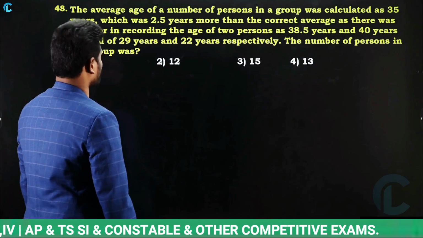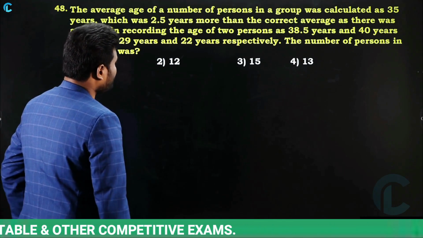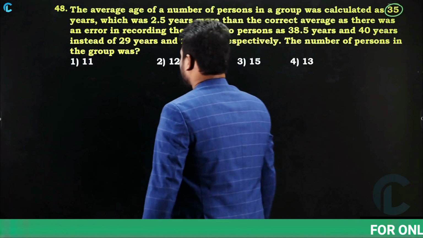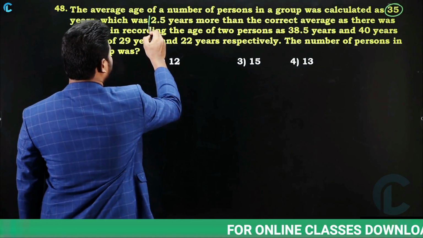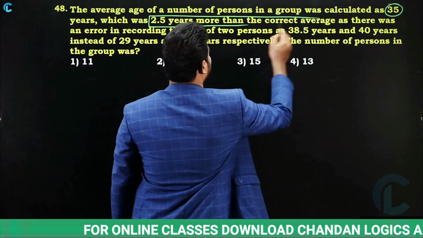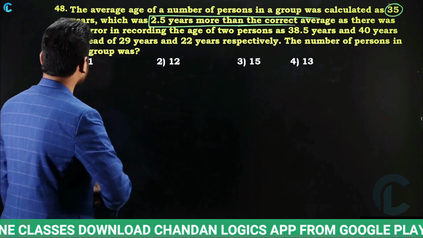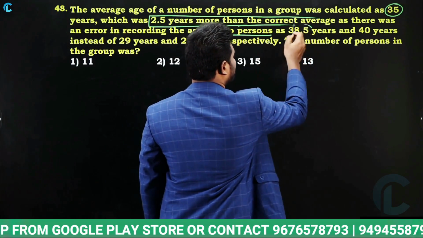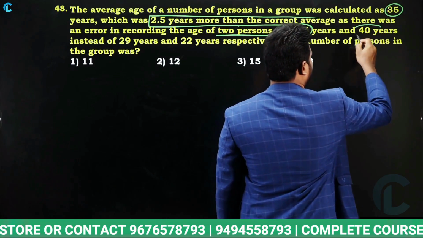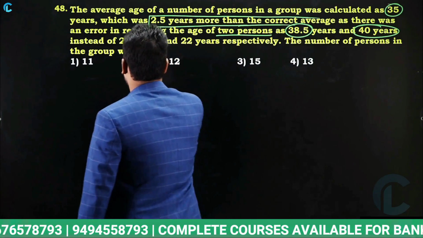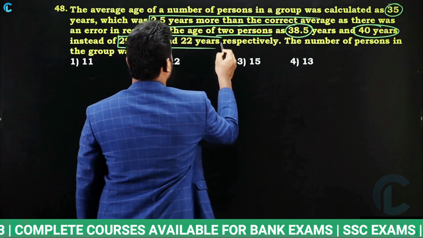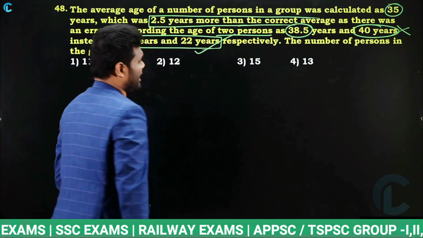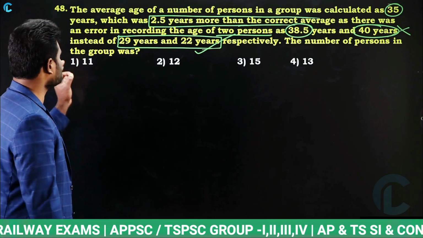The average age of a number of persons in a group was calculated as 35 years, which was 2.5 years more than the correct average, as there was an error in recording the age of two persons as 38.5 and 40 years instead of 29 years and 22 years, which means these are like wrong values. So these are like wrong values and these are like correct values. Now your question is, the number of persons in the group was.